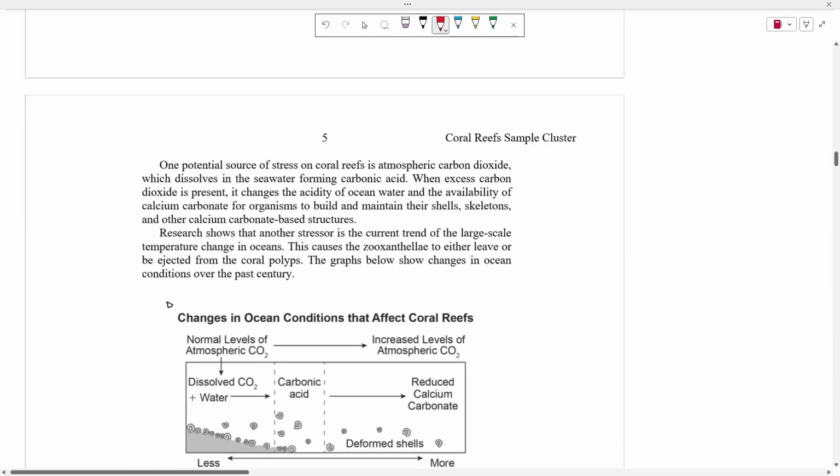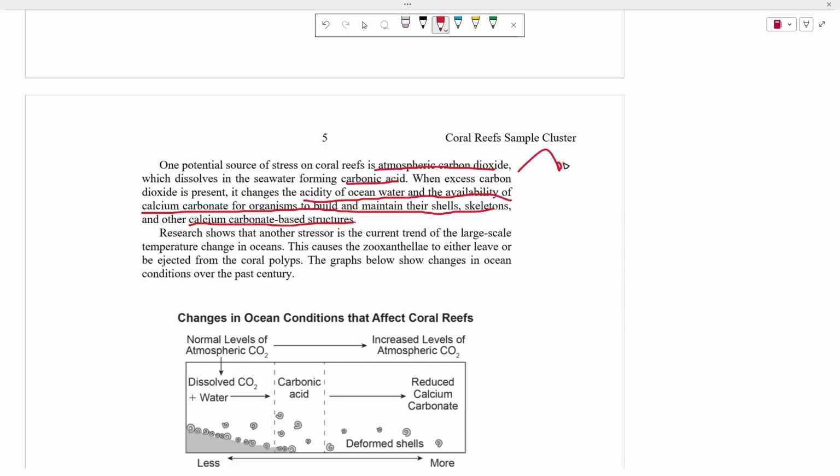One potential source of stress on coral reefs is atmospheric carbon dioxide, which dissolves in seawater, forming carbonic acid. When excess carbon dioxide is present, it changes the acidity of the ocean water and the availability of calcium carbonate for organisms to build and maintain their shells, skeletons, and other calcium carbonate-based structures. So this part is showing us how one of these stresses that lead to coral bleaching is CO2 in the atmosphere and the acidity of the ocean.